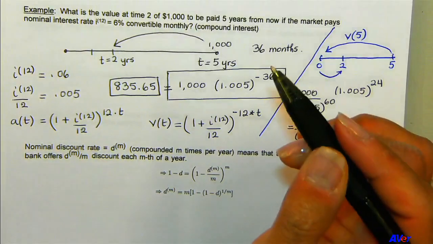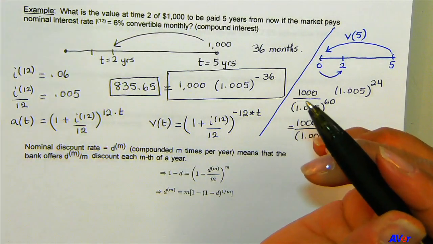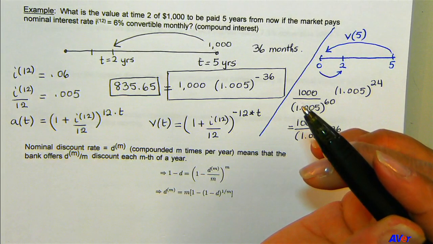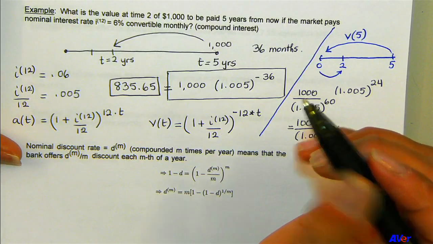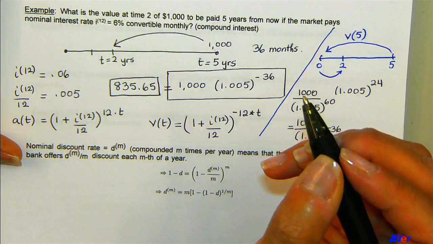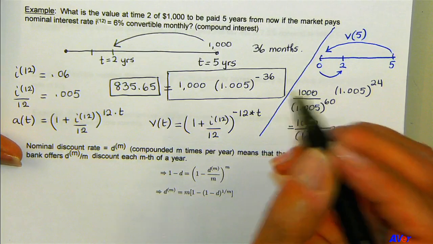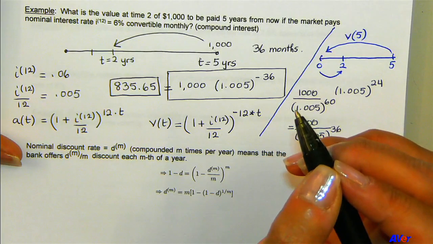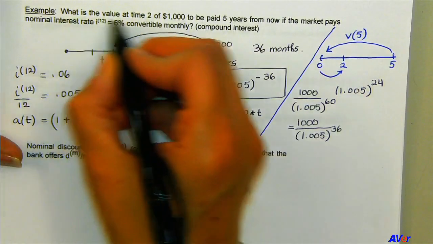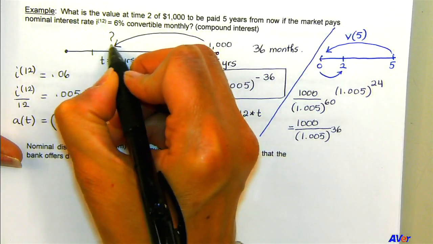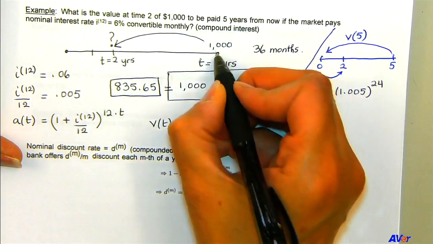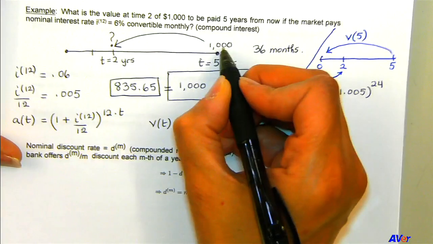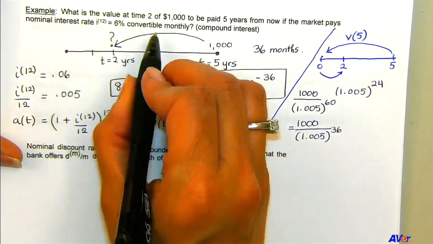Tell me again what you wanted to do. I was just confused by the wording, because it first said time 2. So I mistakenly thought to start from there instead of 5 years, especially because it said to be paid 5 years from now. Right, so it's saying, what is the value at time 2, a question mark, of 1,000 to be paid 5 years from now, if the market pays this interest rate monthly.